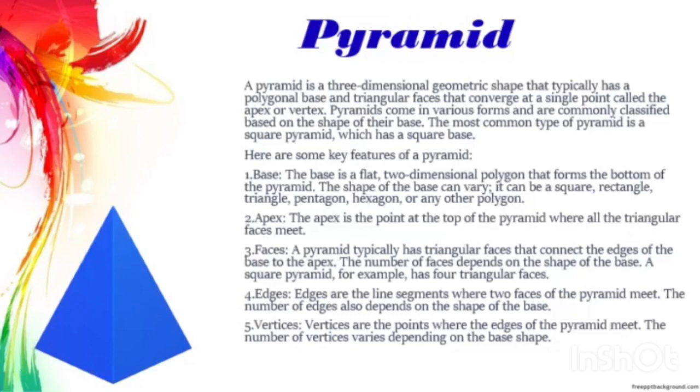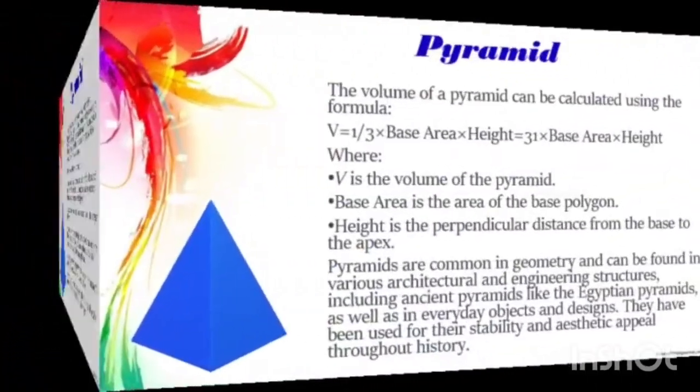Faces. A pyramid typically has triangular faces that connect the edges of the base to the apex. The number of faces depends on the shape of the base. A square pyramid, for example, has 4 triangular faces. Edges. Edges are the line segments where two faces of the pyramid meet. The number of edges also depends on the shape of the base. Vertices. Vertices are the points where the edges of the pyramid meet. The number of vertices varies depending on the base shape.